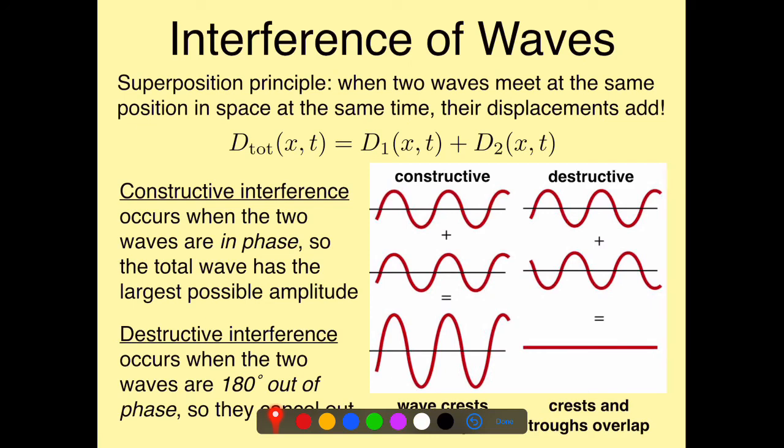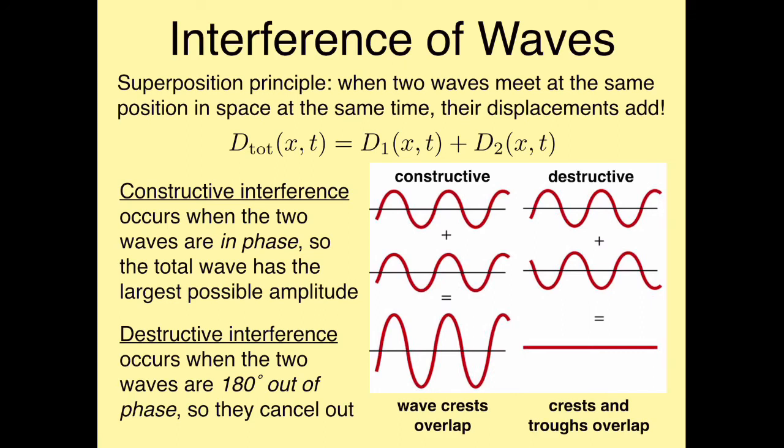But when this one is at a peak, this one is also at a peak, so I have to add those two peaks together to get an even bigger peak than before. When this one is at a trough, this one is also at a trough. I add those together to get an even bigger trough than before. So when the waves are in phase, we say they interfere constructively because the total wave has a bigger amplitude than what we have before. Okay, this gives us the largest possible total amplitude.